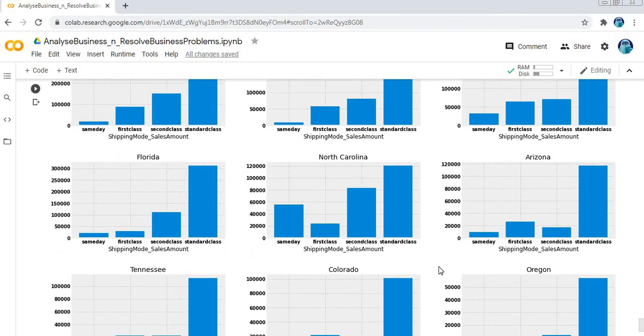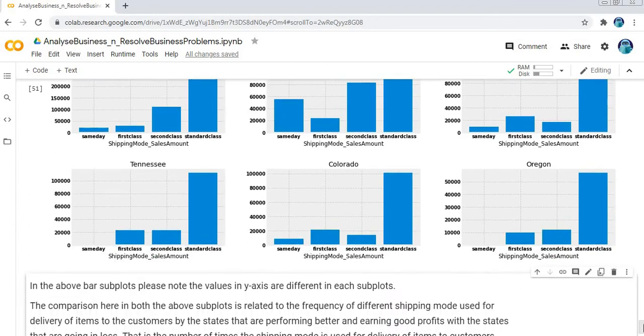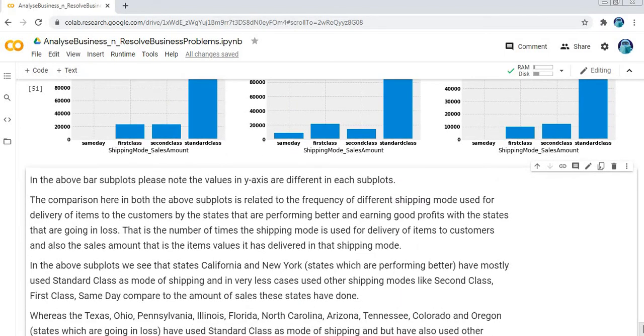As we see, for more than 20,000 sales amount, items have been delivered in the first class. So let's understand this. As I mentioned in the above plots, the y-axis value in each of the subplots is different. Okay, and here is what we are comparing.